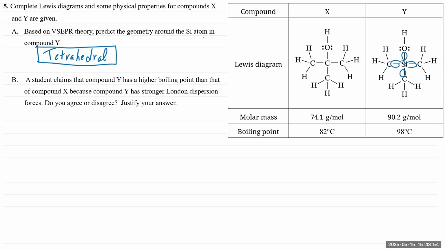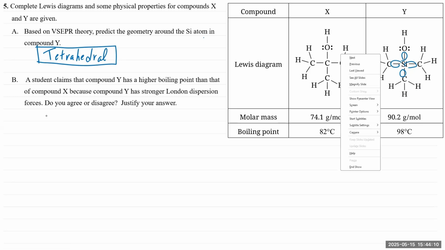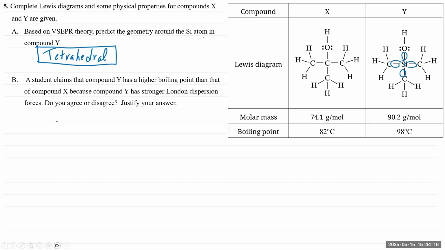So it has a bigger atomic radius, or more shells. Between these two compounds, you'll notice that this one has more electrons that can be polarizable. So therefore, we would say that if you have more electrons, then they are more polarizable, and therefore you would agree.